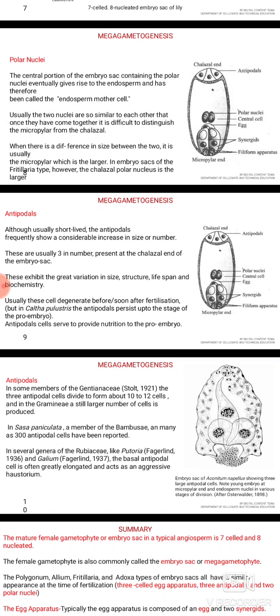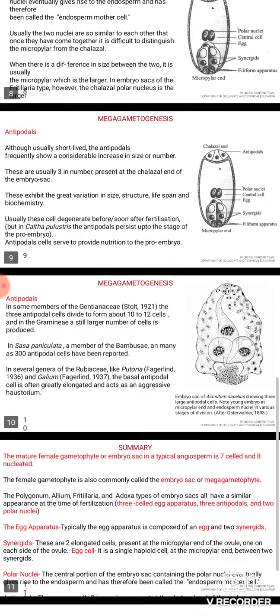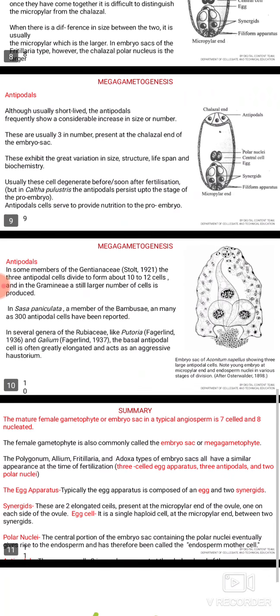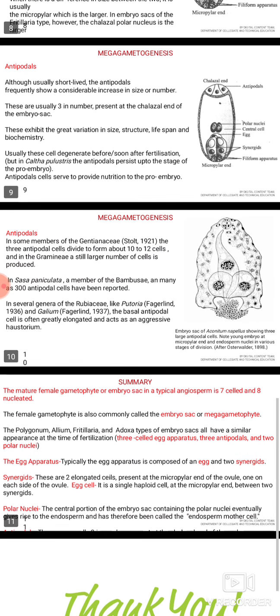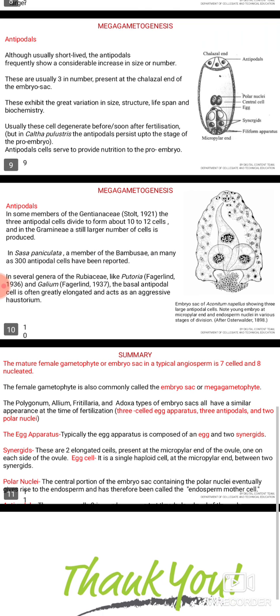The antipodals in some members of Gentianaceae, the 3 antipodal cells divide to form about 10 to 12 cells, and in Gramineae, a still larger number of cells is produced. In Sasa paniculata, as many as 300 antipodal cells have been reported, and in several genera of Rubiaceae and Galium, the basal antipodal cell is often greatly elongated and acts as an aggressive haustorium.